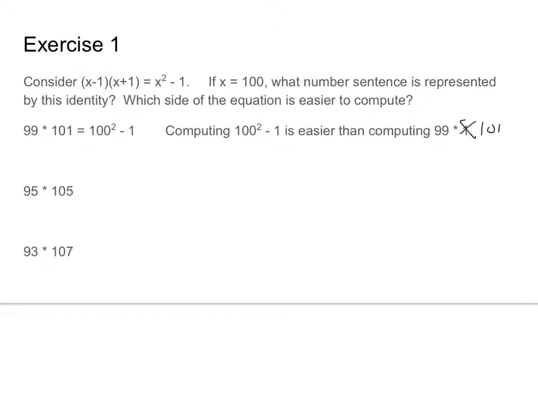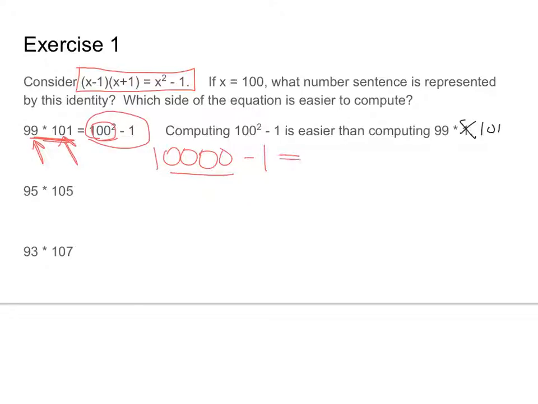So they're the same expression. Our first exercise: consider x plus 1 times x minus 1 equals x squared minus 1. These are equivalent. If x were 100, what number sentence is represented by this identity? Which side of the equation is easier to compute? If x were 100, we would get x minus 1 times x plus 1 is x squared minus 1. So it's much easier to compute 100 squared minus 1 than it is to compute 99 times 101. 100 squared, just make all your zeros. If I have 100 two times, I would have 4 zeros. Minus 1 is a lot easier. 9999.